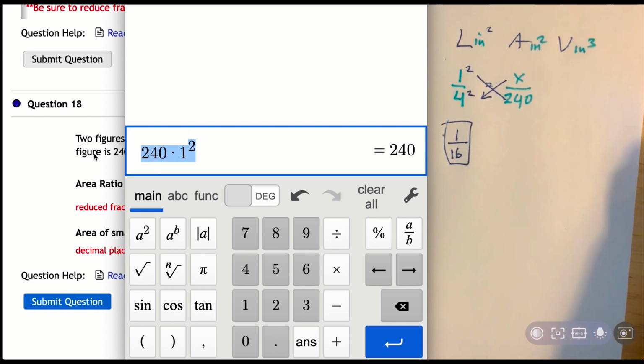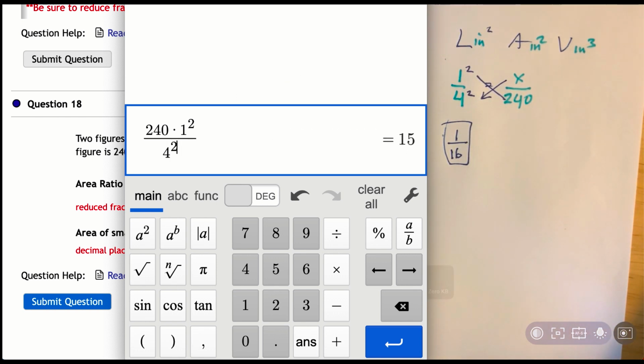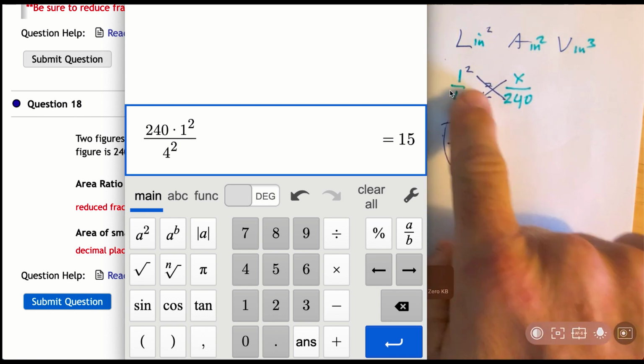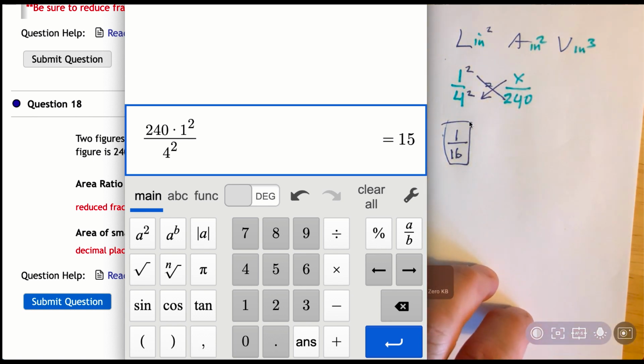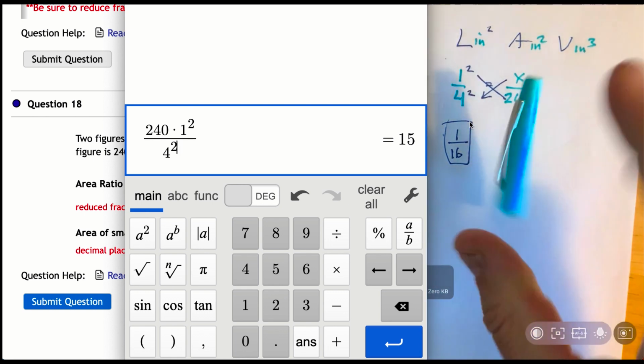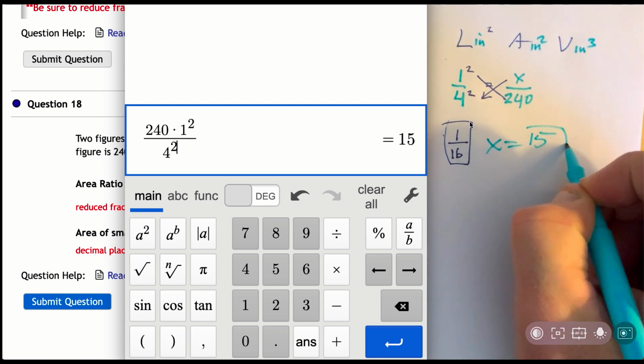And then all that gets divided by what's across from the x, which is a 4 squared. So 4 squared, which we already knew was 16 as well. So our final answer for my question, when I do the cross multiplying of 1 squared times 240 and then divide by what's across from my x, which is 16, I get a final answer of 15 for x. And that is my final answer to the question and my last area I was trying to figure out.